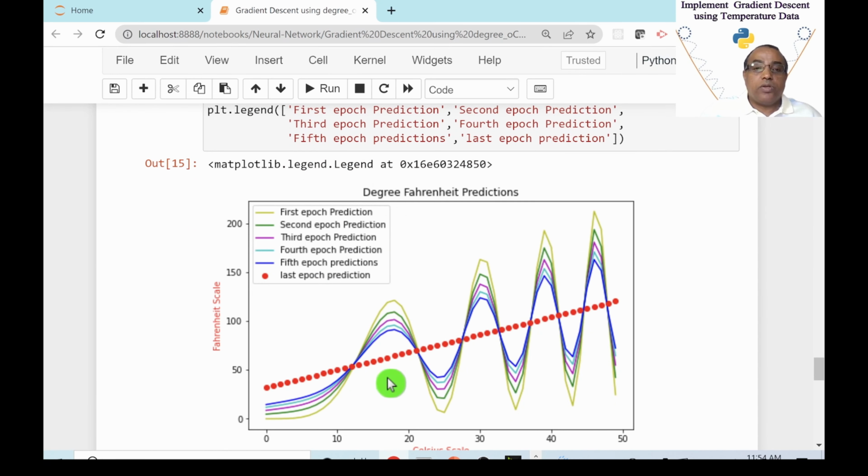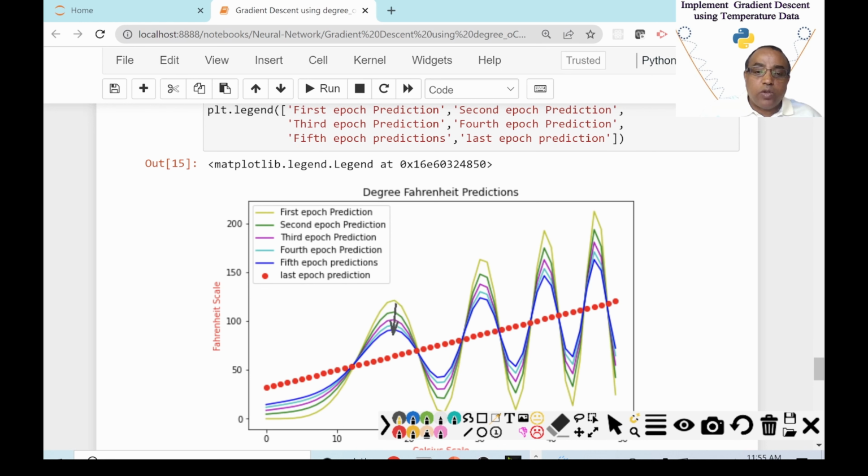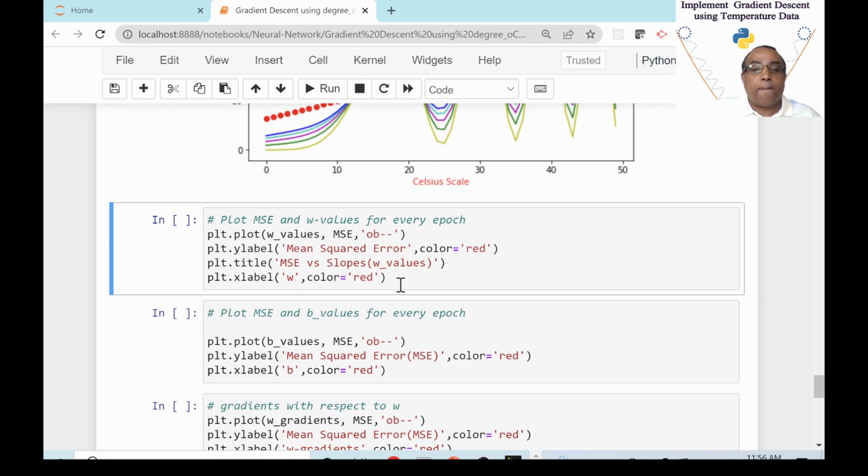Okay, so you'll see this one. The yellow one is the first epoch, the green one is the second epoch, this magenta is the third epoch, the blue one is the fifth one, and the red one is the last epoch. So what do we observe from here? We observe that as the number of epochs increases, predicted values are closer to ground truth values.